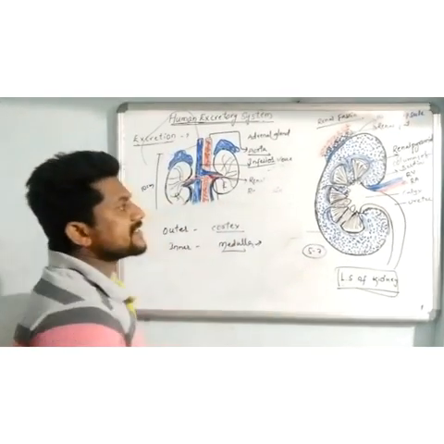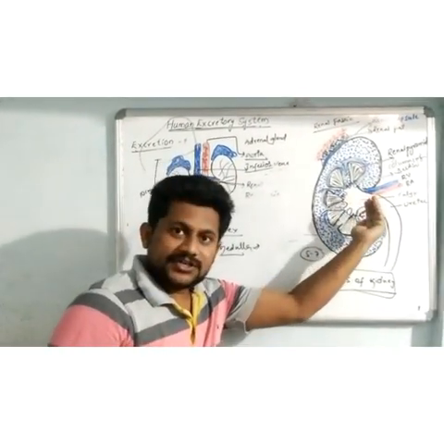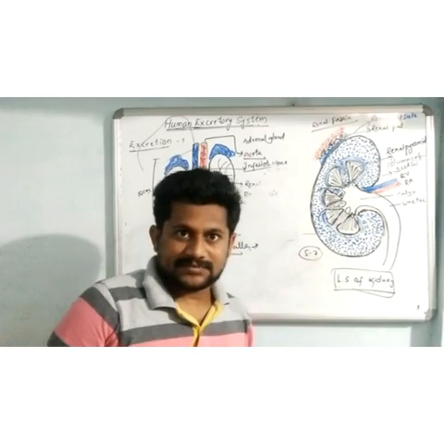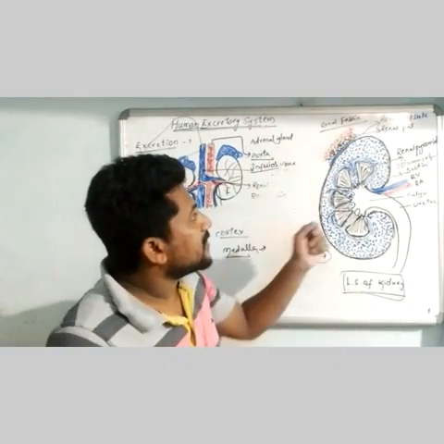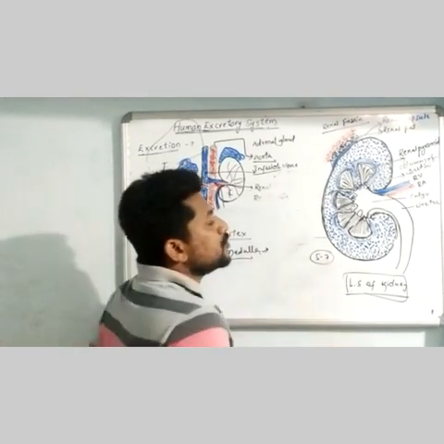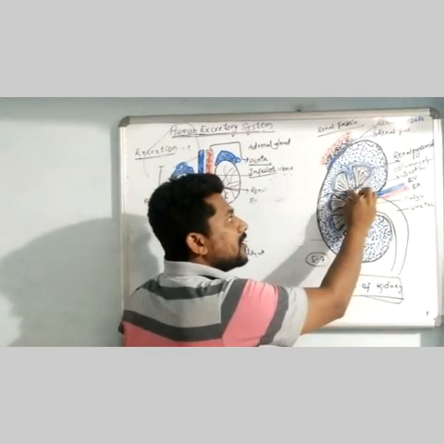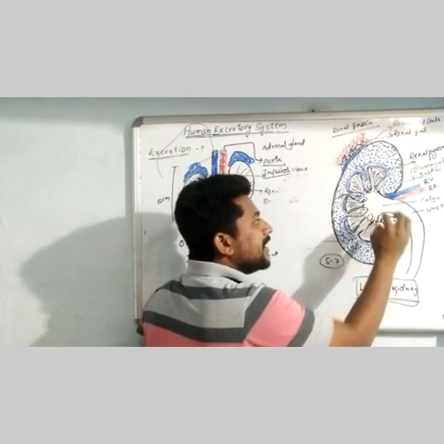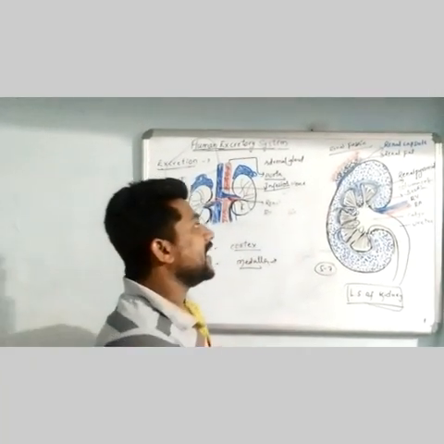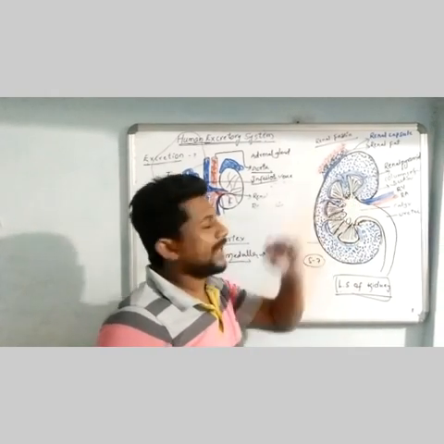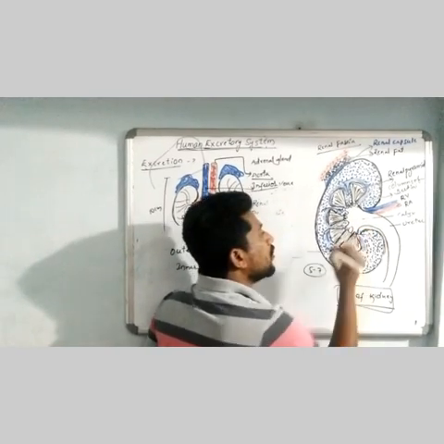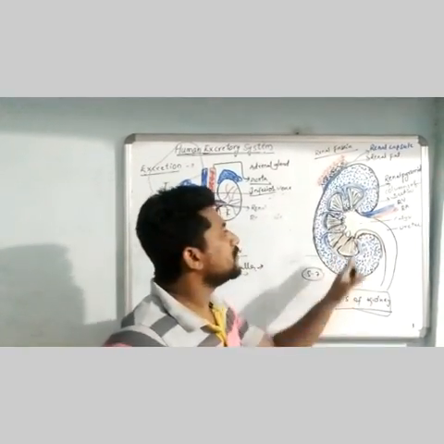And let's see the calyx. Calyx is a cup-like structure which collects the urine from all the renal pyramids. In the renal pyramids are cortical nephrons and juxtamedullary nephrons, so we will discuss these later. Due to urine formation, the urine enters into the calyx through a minute pore, that is the renal papilla. Each tip of the pyramid has a minute pore, which opens into the calyx.